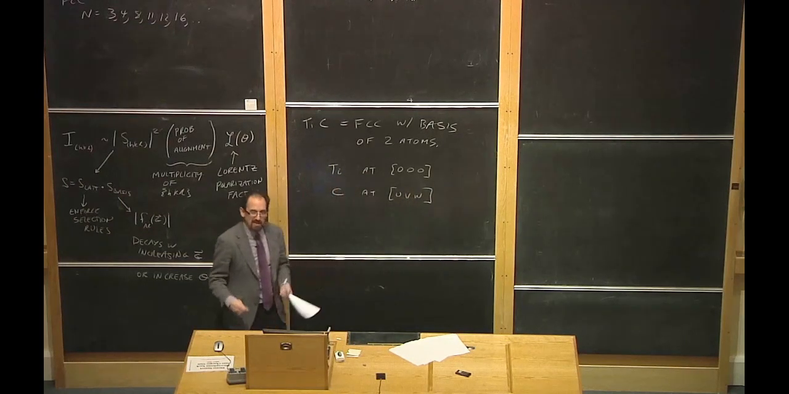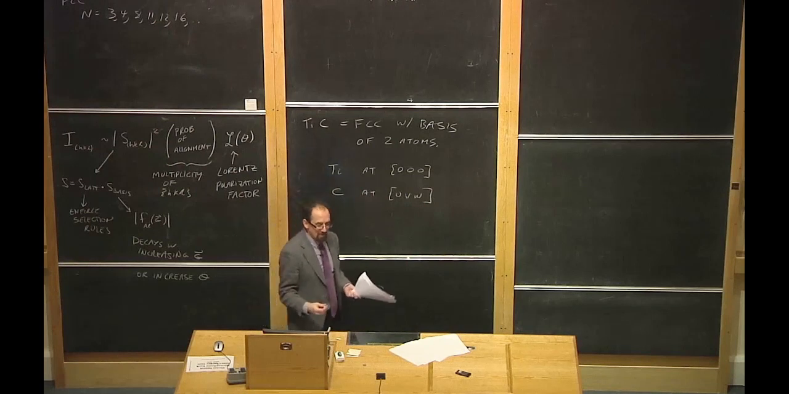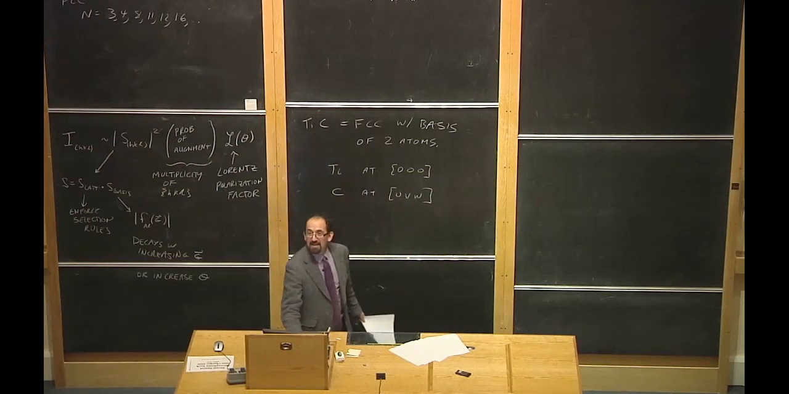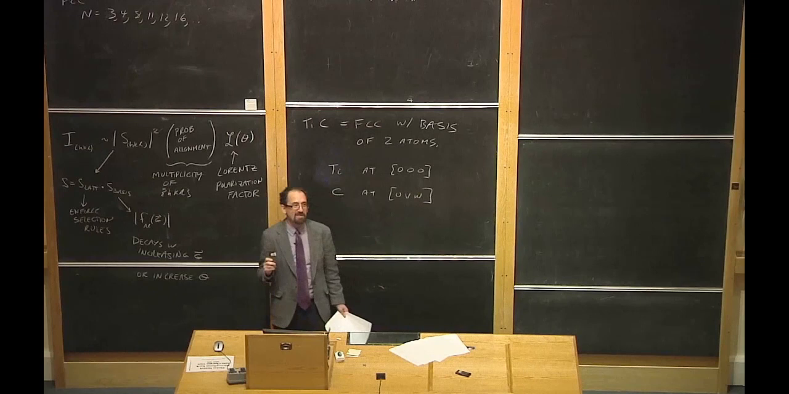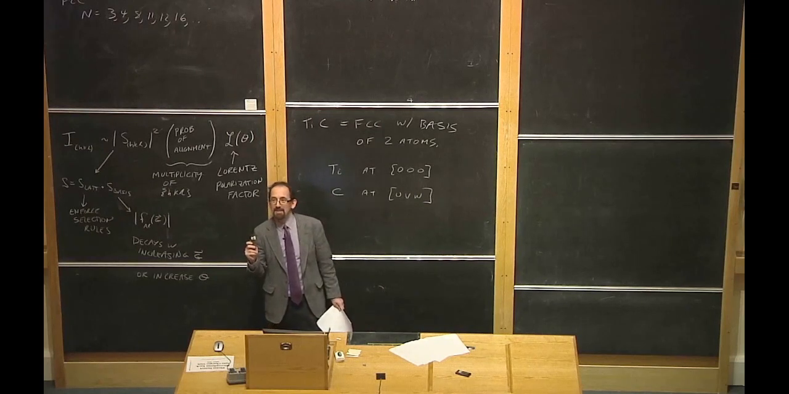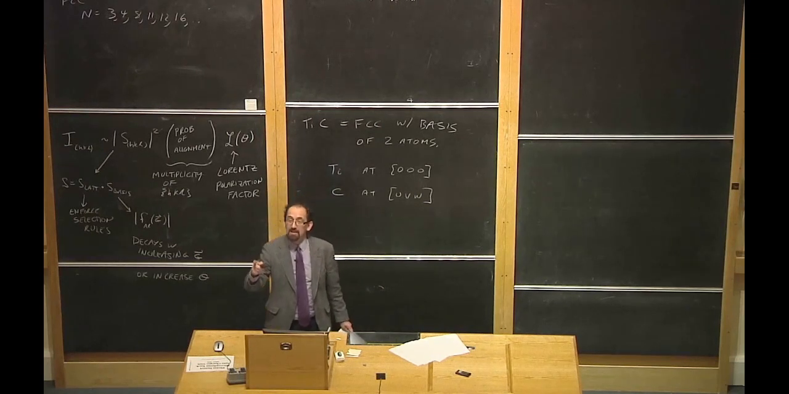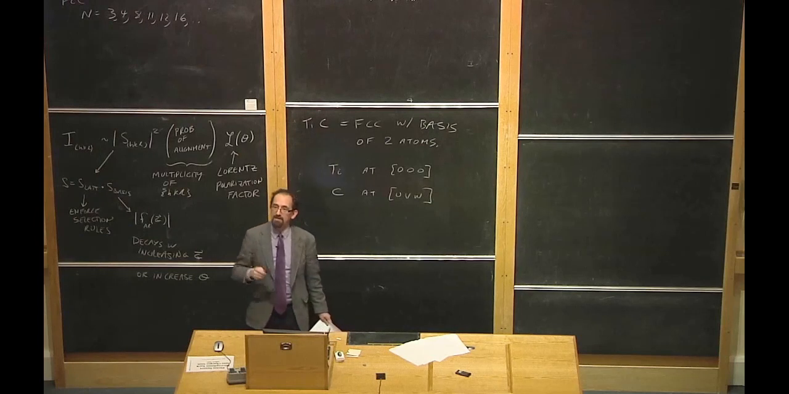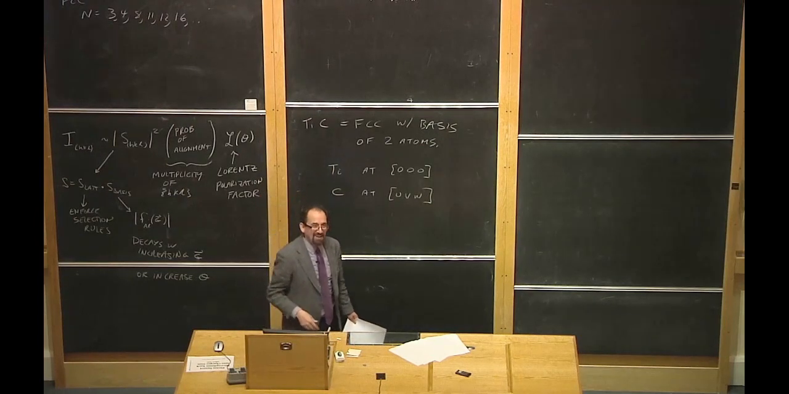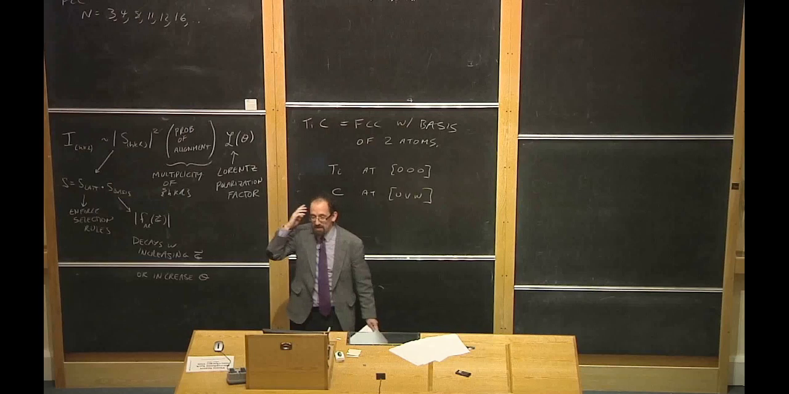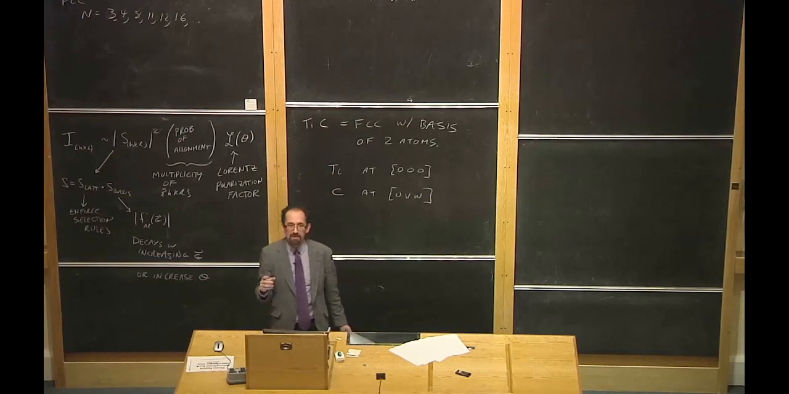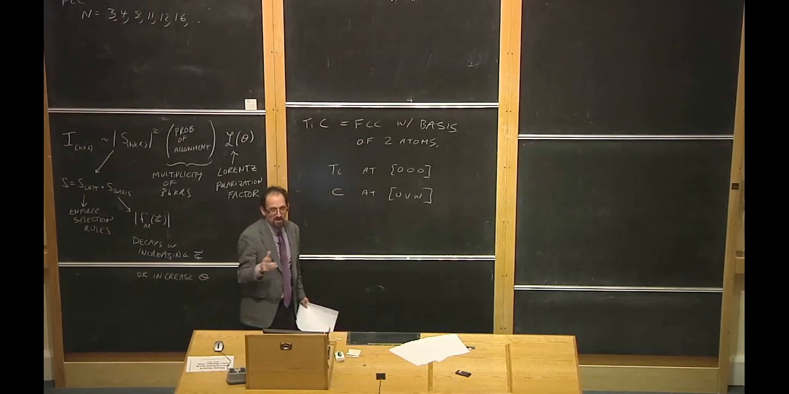Incidentally, I should have mentioned titanium carbide is actually a really important material. Does anyone know why titanium carbide is really important? They use it for what? Brake discs? Yeah, anything that needs to be really hard. Titanium carbide is one of the hardest materials out there, short of diamond. I think there's only one or two others that are as hard as titanium carbide.